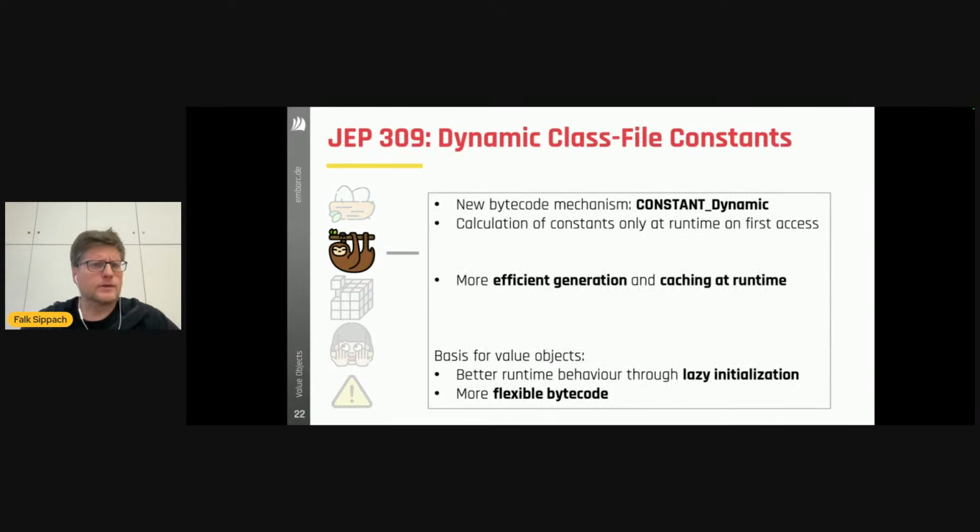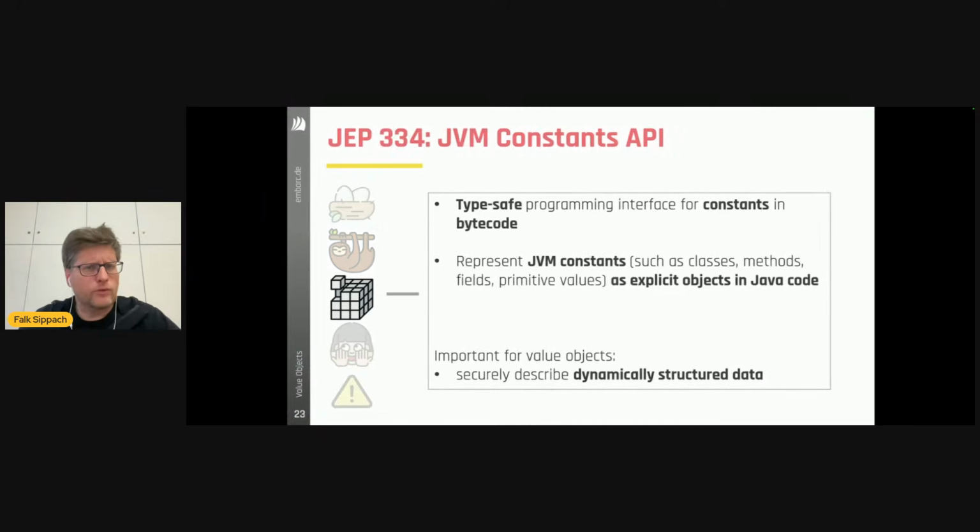Then there are the dynamic class file constants. That's a new bytecode mechanism, constant dynamic. And it helps to have a more efficient generation and caching at runtime, something like lazy initialization in the bytecode, for example. Then there's the JVM constants API. So it's an API in the OpenJDK to have type-safe access of constants in bytecode.